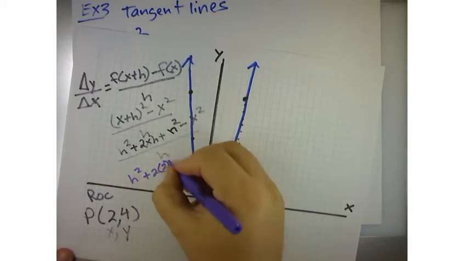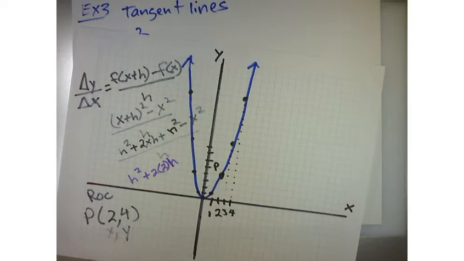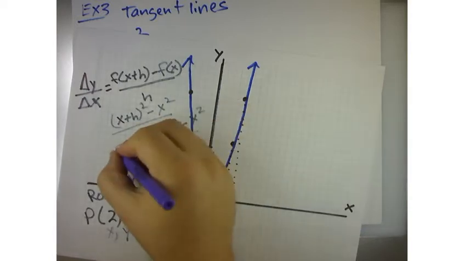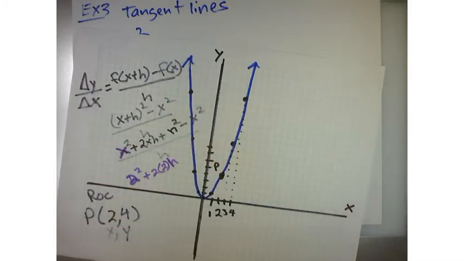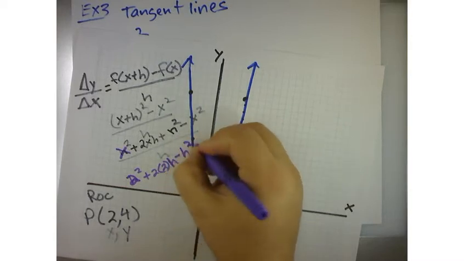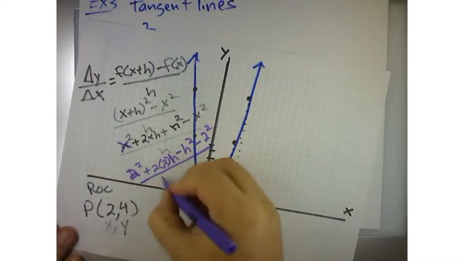Wait, why do you have 2 h squareds? I don't think that's right. Oh, you're right. One of these should be an x squared. So this should be x squared. And so if that's x squared, this should be 2 squared. Good catch. And then minus h squared minus 2 squared all over h.